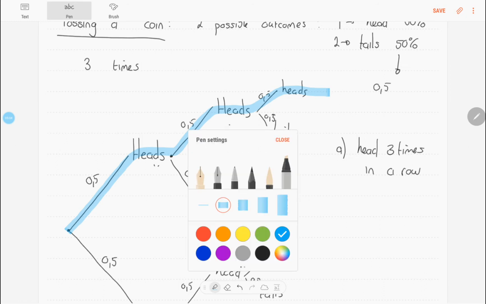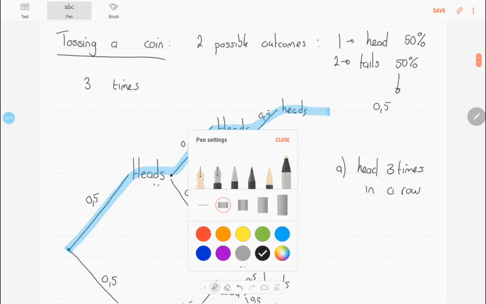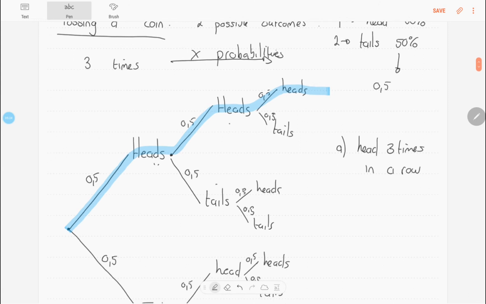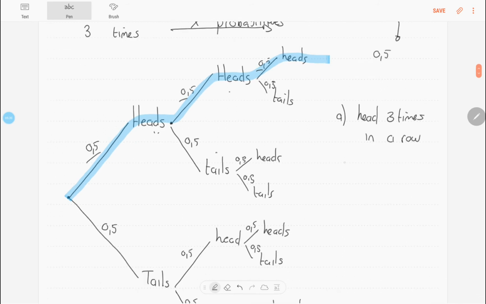Whenever we're moving across, so if we're moving horizontally like this, we multiply our probabilities. So for A, we have 0.5 times 0.5 times 0.5. So the probability is going to be 0.5 times 0.5 times 0.5, which gives me 0.125.